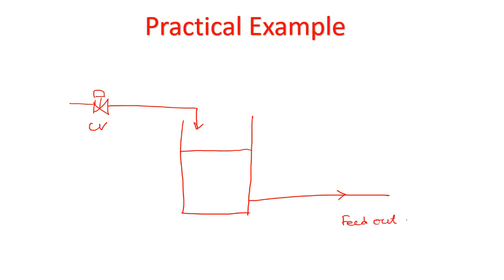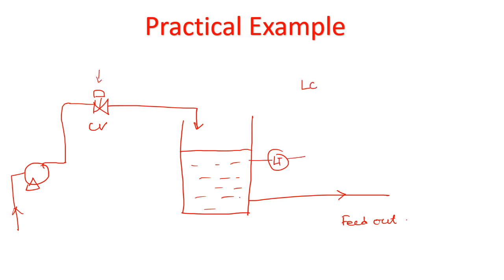Okay, and upstream of this control valve there is a pump. Okay, so through the pump water or any liquid is going through the control valve and entering into the vessel, right? So there is an LT here, a level transmitter, and that sends a signal to a level controller, and the level controller sends a signal to the control valve to regulate its flow so that the level of the vessel can be maintained.